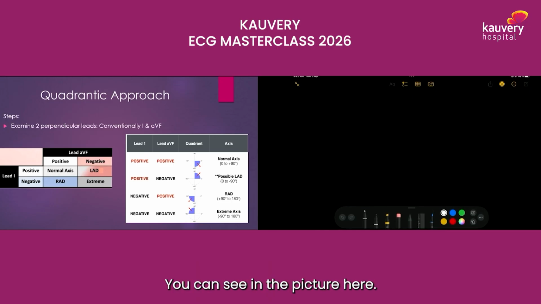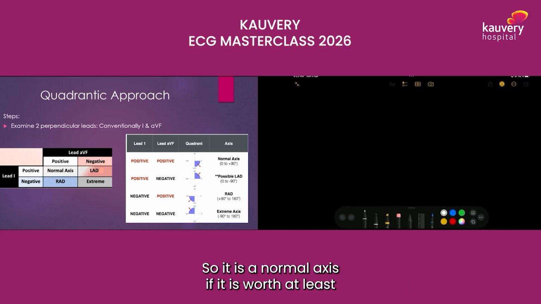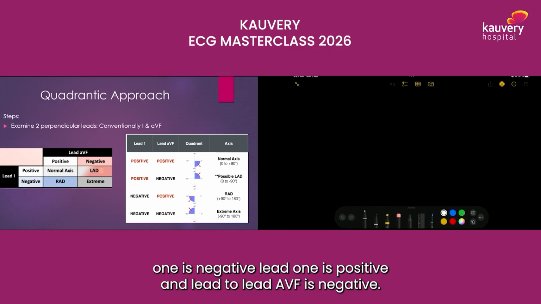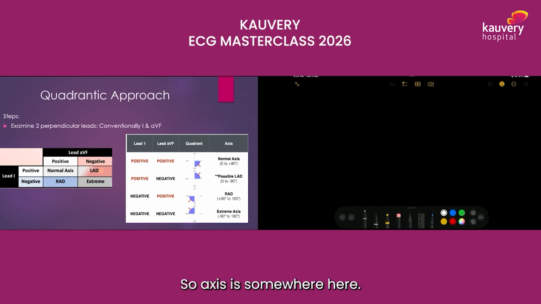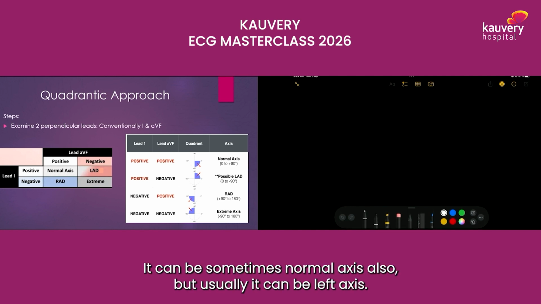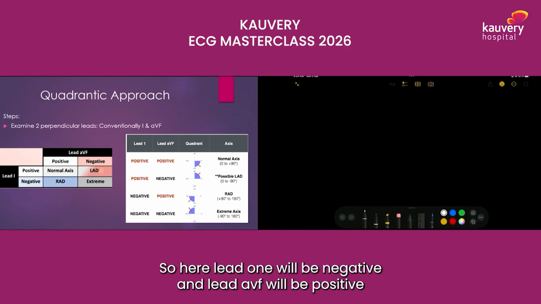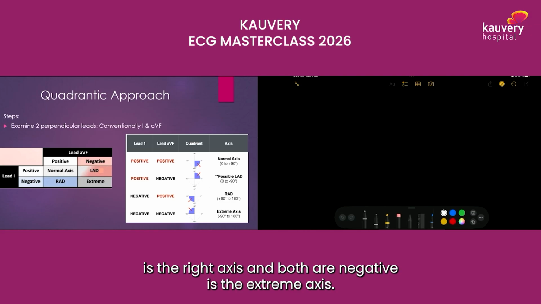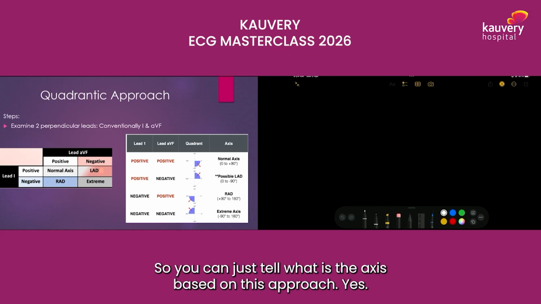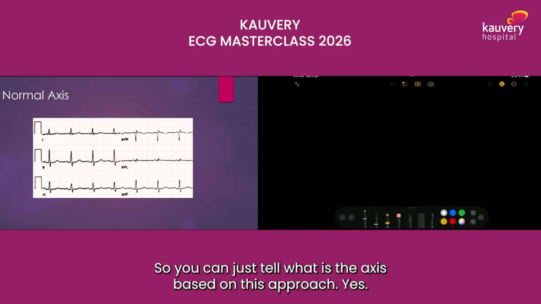You can see in the picture here. This is lead 1, this is lead AVF. Both are positive, which means the axis is somewhere in here, so it is a normal axis. If lead 1 is positive and lead AVF is negative, the axis is somewhere here. It can sometimes be a normal axis also, but usually it is left axis. If lead 1 is negative and lead AVF is positive, it's the right axis, and if both are negative, it's the extreme axis. So you can just tell the axis based on this approach.